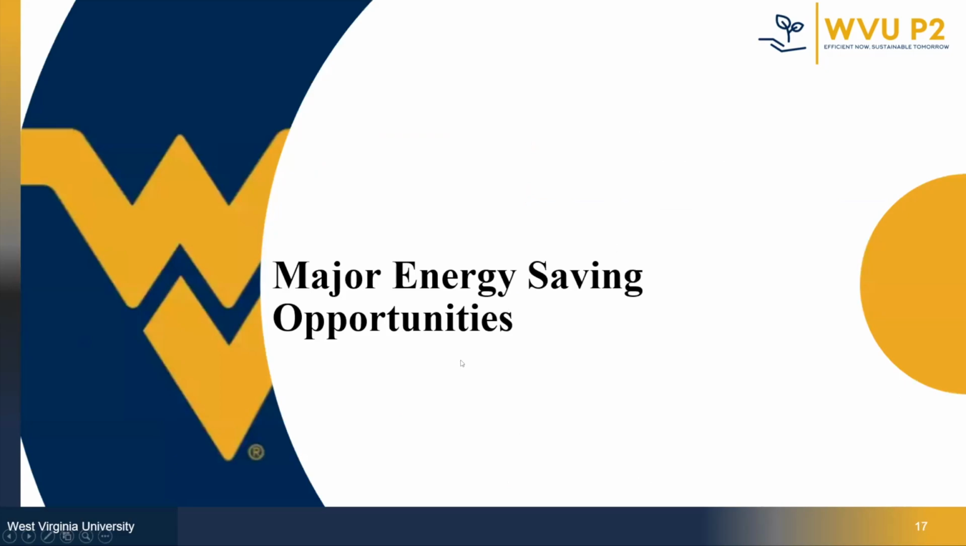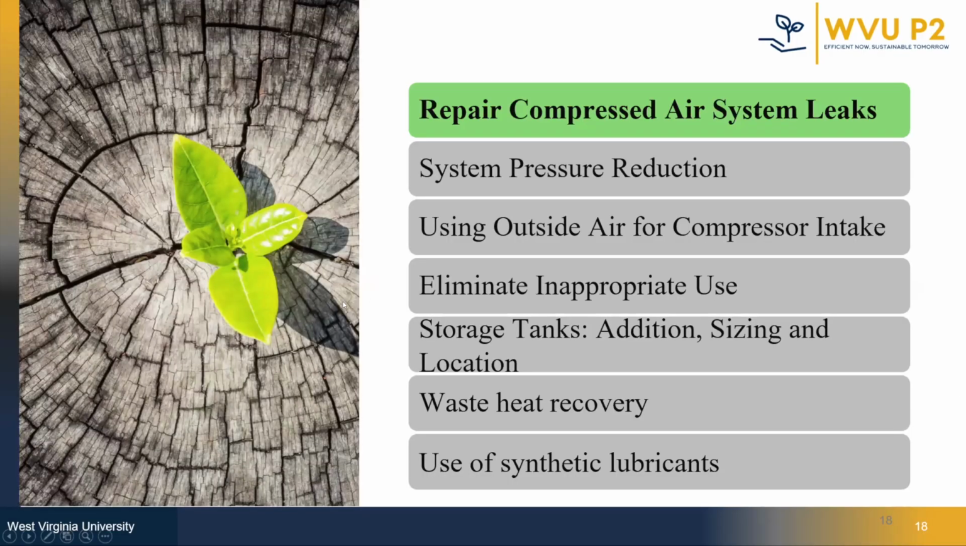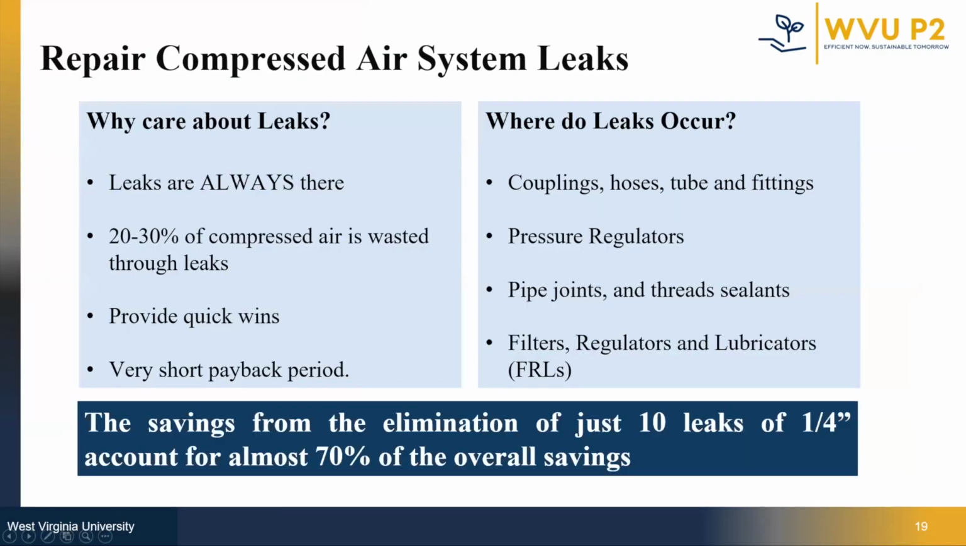Let's discuss the major energy saving opportunities in the compressor. The first one is repairing compressed air system leaks. Leaks are always there. Every system has them, and they are often responsible for wasting 20 to 30% of the total compressed air. That is a huge hidden cost, and it also provides a quick win after repairing those leaks. What makes leaks so important is that the payback period is very short. Simply repairing them can deliver immediate savings without requiring major investments.